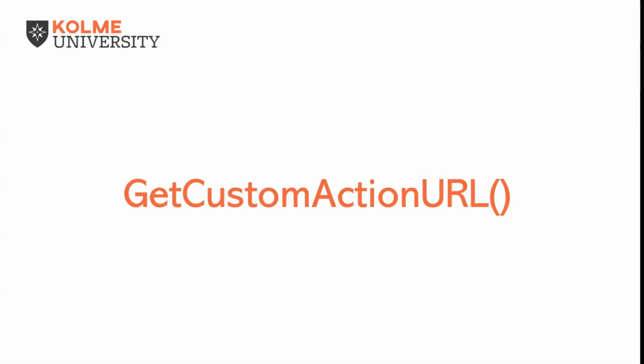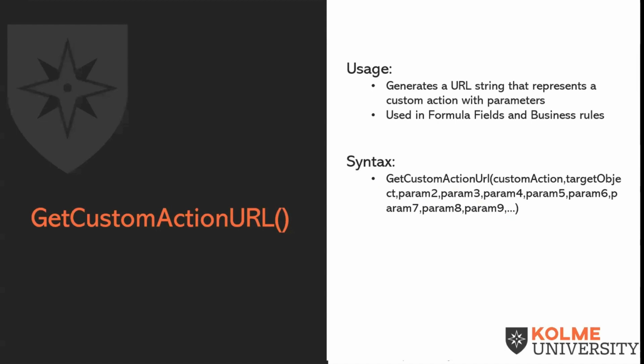Today, we're going to learn about GetCustomActionURL. GetCustomActionURL is a function that generates a URL string that represents a custom action with parameters. This is used in formula fields and business rules. The syntax is pretty simple. It's GetCustomActionURL, the custom action that you'd like to call, and then the parameter that it should be run.